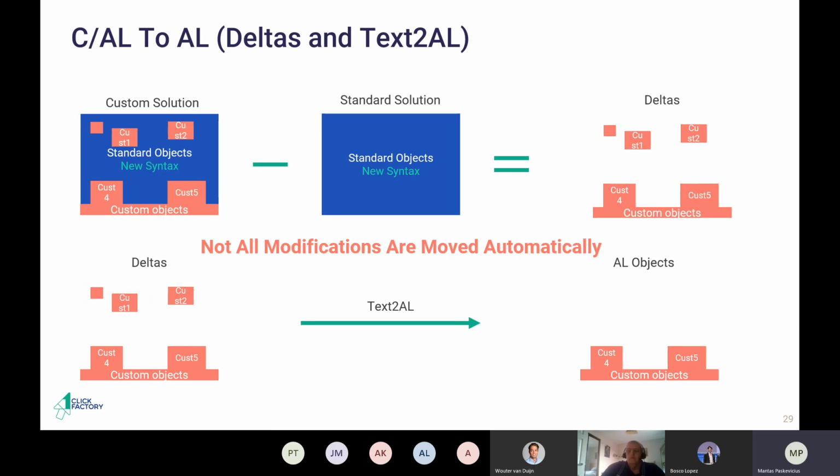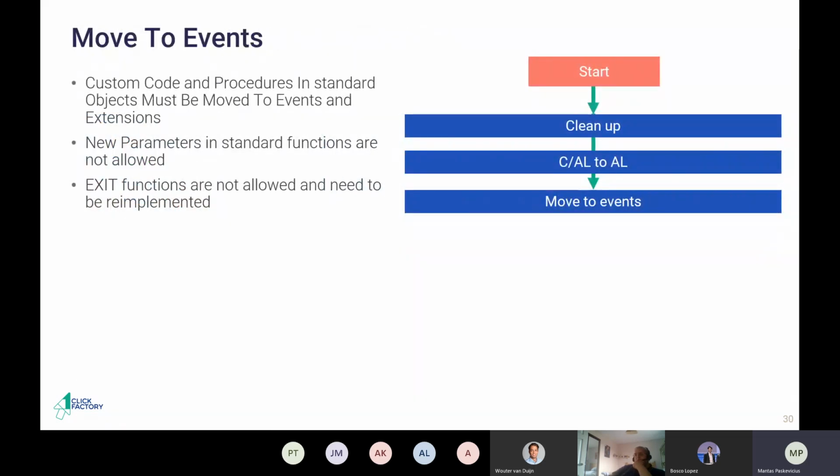Okay, so when I have moved my solution to AL, the next thing is I need to think about the code that has been left in the base application. Basically, the conflicts that need to be fixed. And we call this step move to events. So basically, we take as much code, as many modifications as possible, and we move these modifications to specific standard publishers on AL. So we take any type of code, and then we attach it to specific publishers.